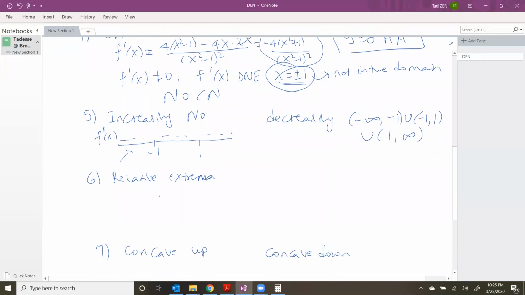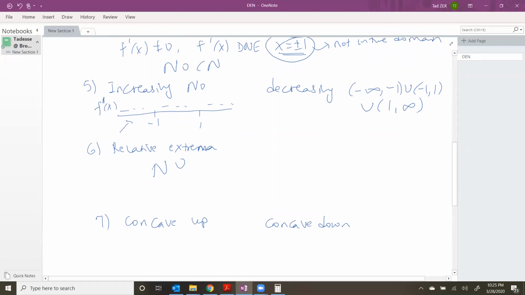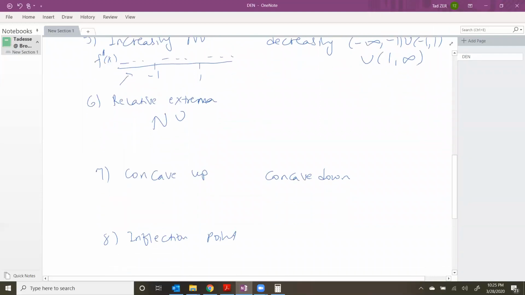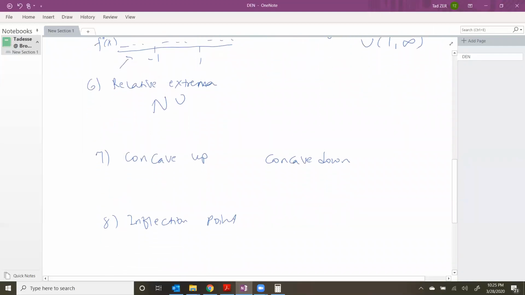So do we have any relative extrema? The answer is no, because if we have relative extrema, it should be at a critical number, but there is no critical number. Okay, now the next is, where is this function concave up and concave down? So for that, I have to find the second derivative.